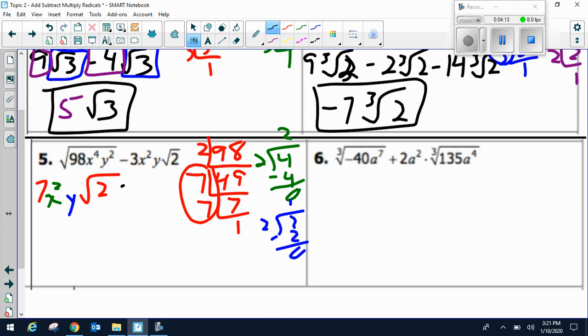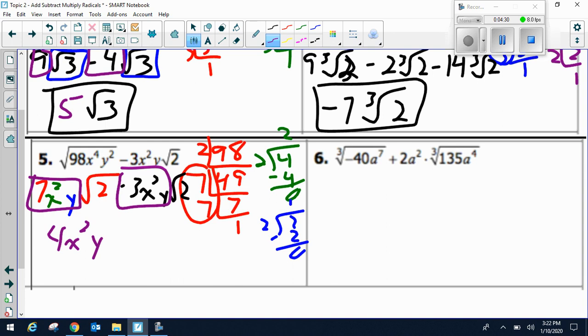You're going to bring down your negative 3x squared y. And remember, when you do letters, they have to be the exact same looking terms. So if we look at these front terms, they both have x squared y, which means now I can subtract them together to get 4x squared y. And then your square root of 2 just comes down, and there's your final answer.